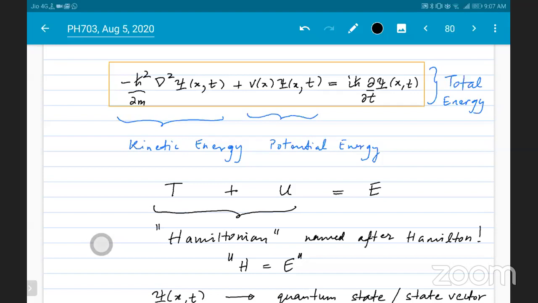Can't we combine them into some four-operator or anything? Yes, you can. That's called the Dirac equation, and that is completely beyond the scope of this course.